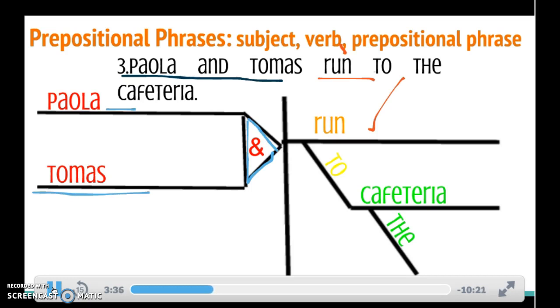Now we're going to read the rest of the sentence. To the cafeteria. We're going to locate what this word is. To is a preposition, so it means we have a prepositional phrase. To is right here. We write it just below the verb. Now we're going to read the rest of the sentence. The cafeteria. The is an article, and cafeteria is a noun or an object, as we said. So we're going to write the below cafeteria, and cafeteria beside the preposition.